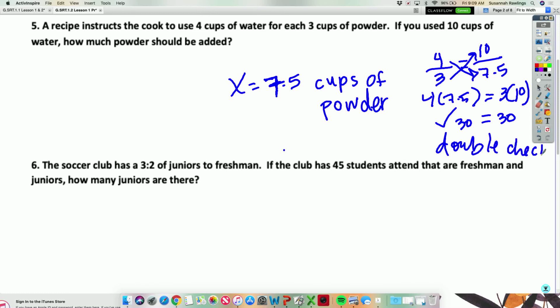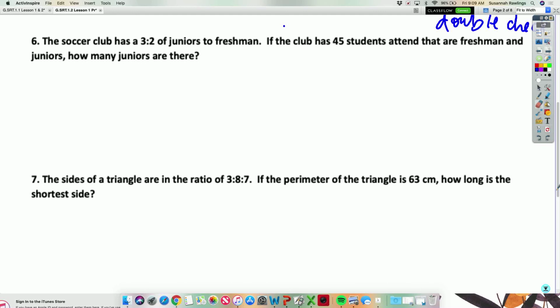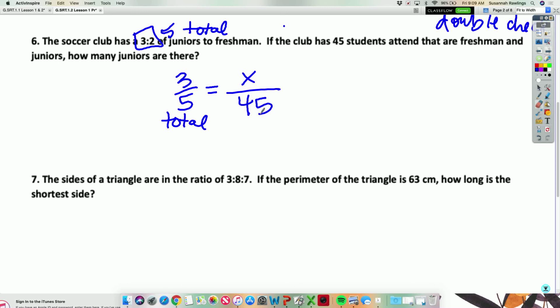Okay, I saw some people getting confused on number 6. Can someone tell me what their ratio was here, of juniors to the total? You should have done the total. Very good. So how did we get the 5 there? Good, I got 5 as my total. Why did we ignore the freshmen? It's asking for juniors, so we want only the juniors over the total number of students. So that should have been your setup. And how many juniors did we get? 27. Questions there?